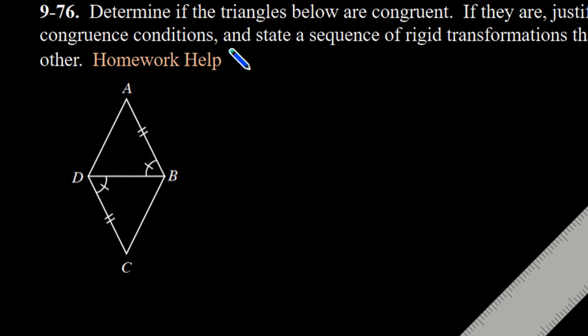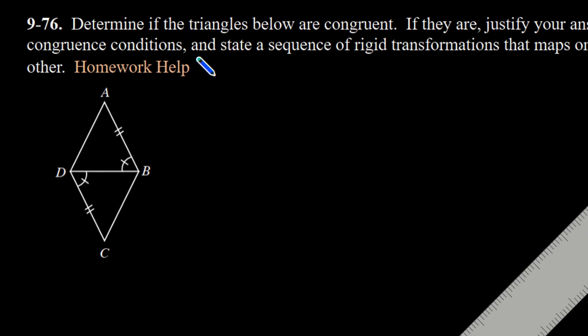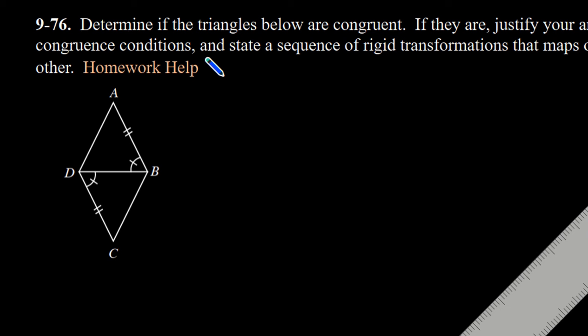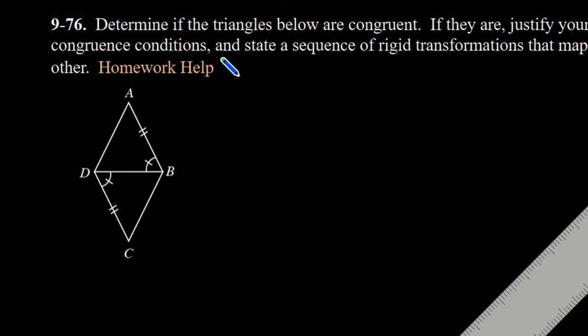Okay, how many more problems we got? This looks like it's the last one. Hey. So to determine if the triangles below are congruent, if they are, justify your answer using one of the triangle congruence conditions and state a sequence of rigid transformations that maps one triangle onto the other.